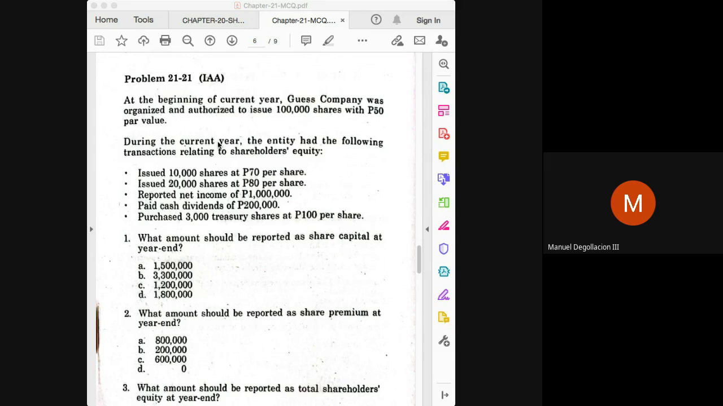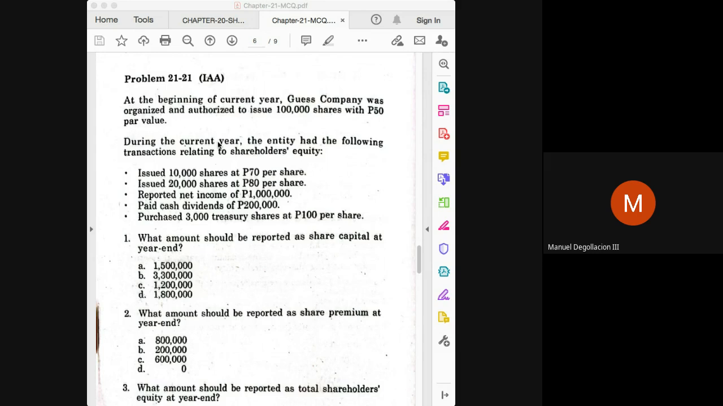Then what else happened? Issued additional 20,000 shares, this time at 80 per share. Okay, so debit cash 1,600,000, and then credit share capital, again just the par value, so 20,000 times 50 par value, 1 million, and credit share premium for the excess of 600,000. So again, debit cash 1,600,000, credit share capital 1 million, and credit share premium 600,000.